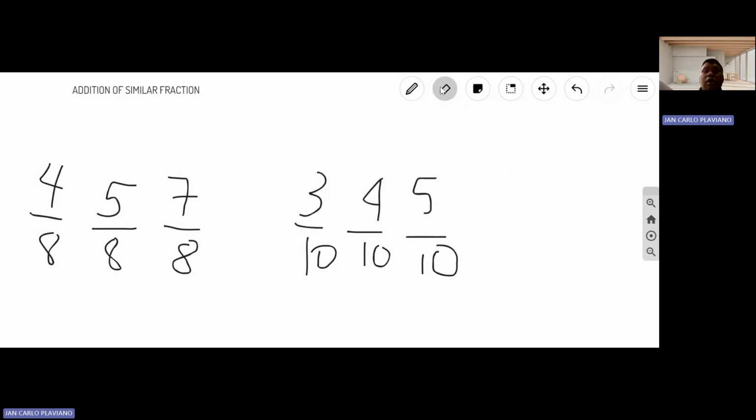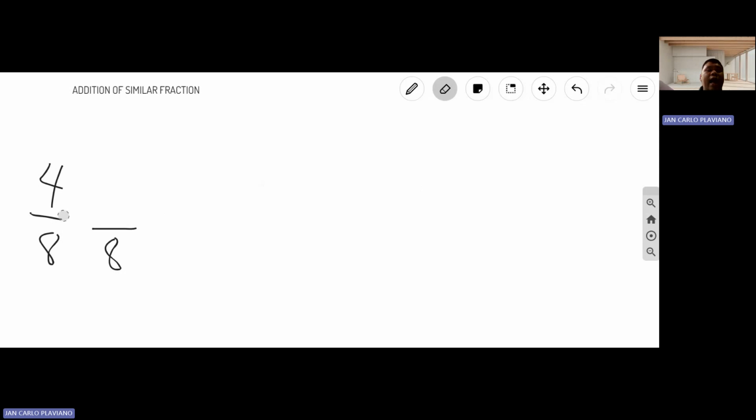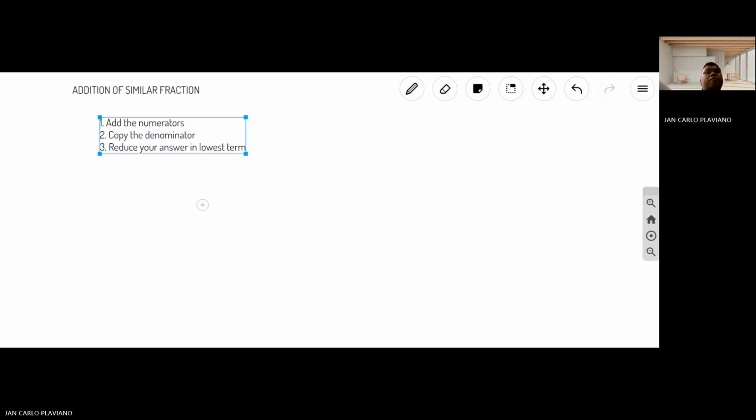And now, let's move on. What are the steps in adding similar fractions? We have 3 steps we need to follow. First, add the numerators, meaning you add the upper part of the fractions. Second, copy the denominator, so you just copy the lower part of the fraction. And finally, once you've got the answer, reduce it to the lowest term. Remember, in reducing, make sure that the fraction is divisible by 2, 3, or 5.